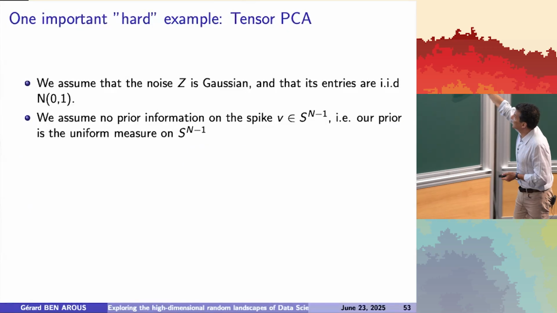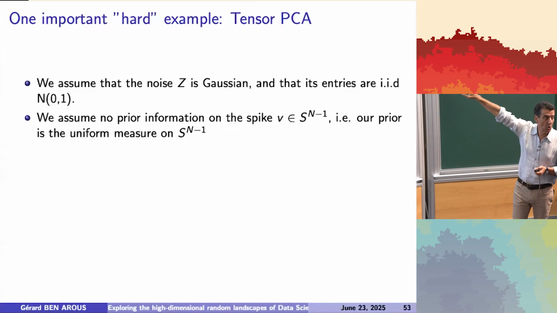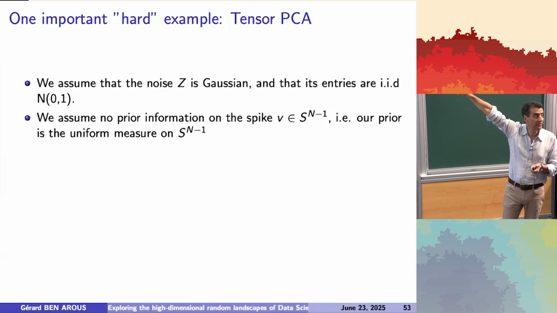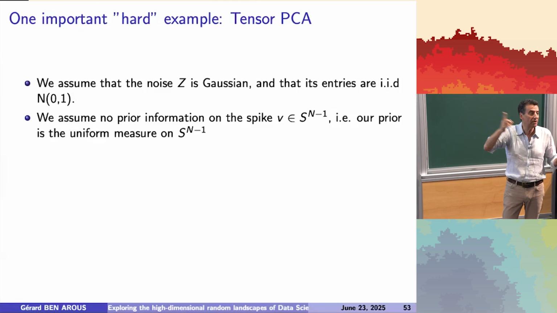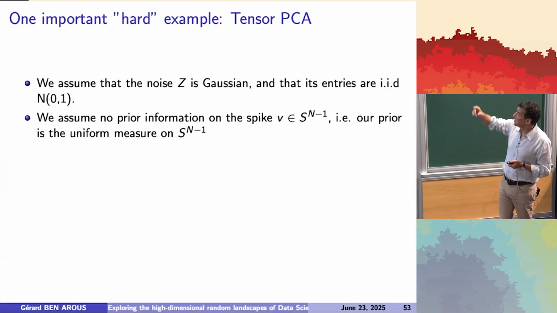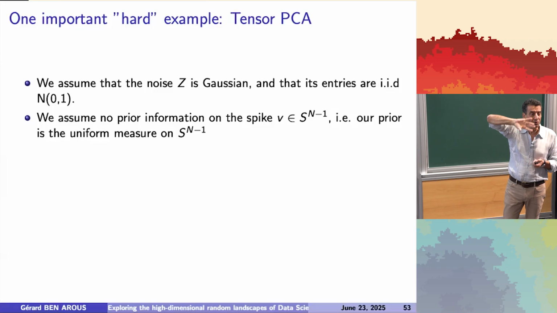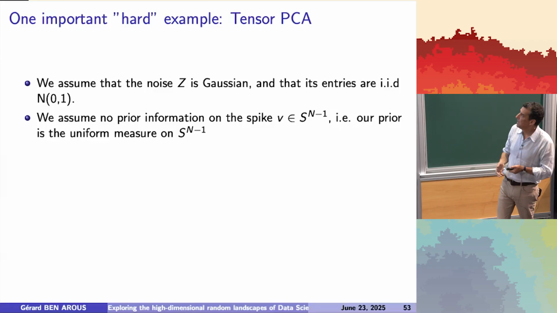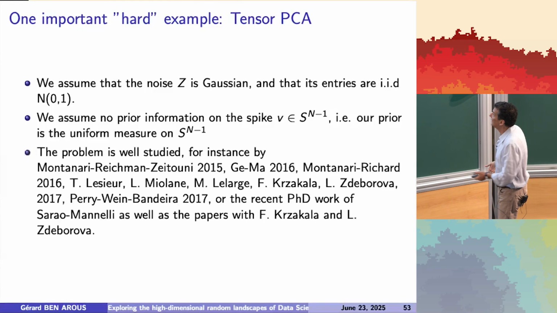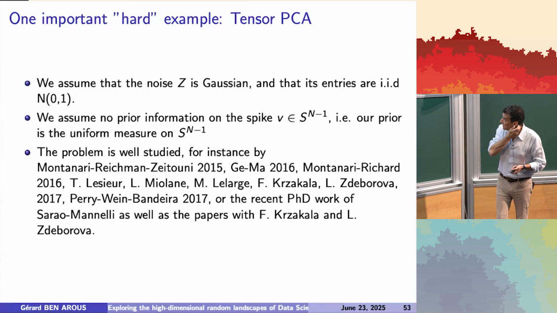So the noise is Gaussian. Let's say we assume for the moment no prior information on the spike, v, the unknown vector, which is, let's say, unit. So it's just a vector on the sphere, S^(n-1). Which means the prior, if you want, is just the uniform measure on the sphere. And so here are some references.